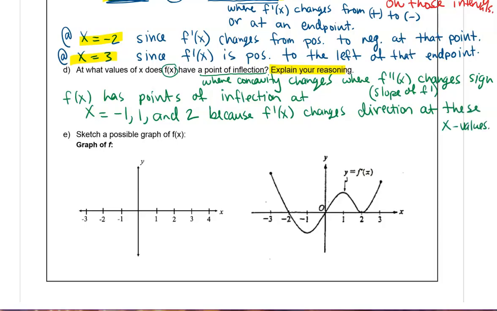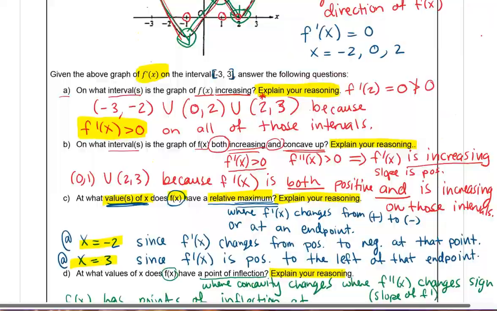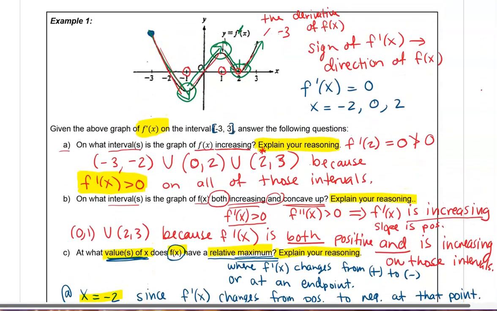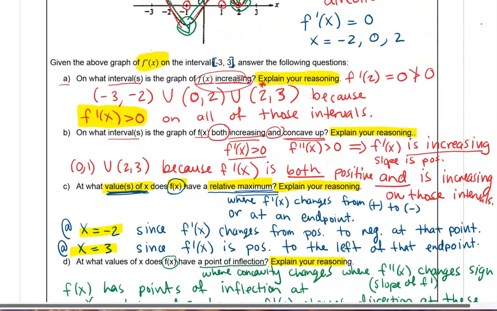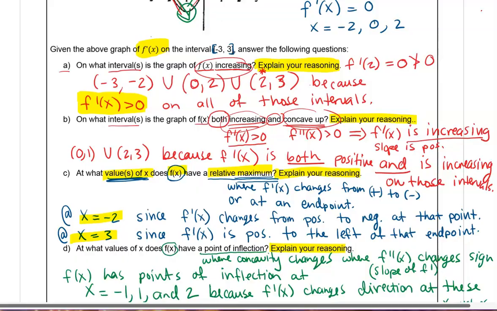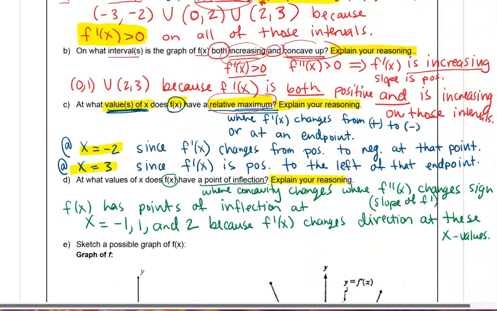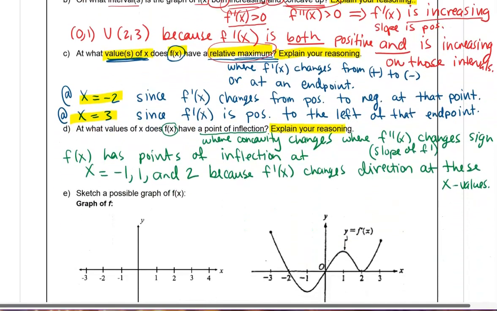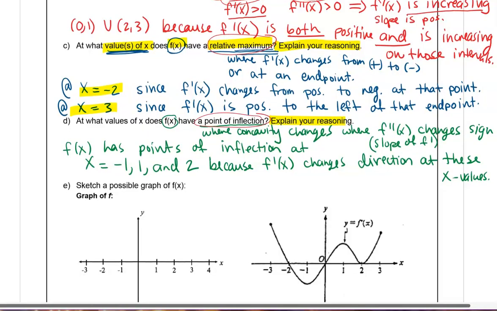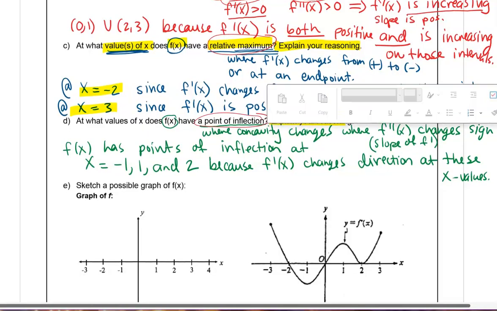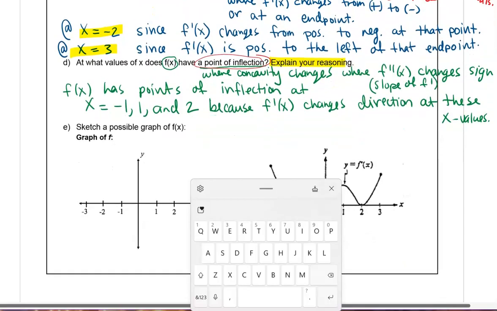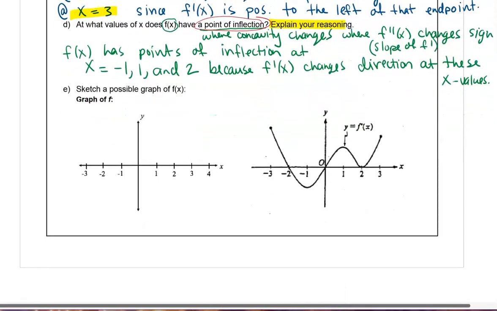Okay, so we have seen at least an example of how to read and analyze a graph of a first derivative to tell us where a function is increasing, or where a function might be both increasing and concave up, or where a function might hit a relative max or min, and where a function may have points of inflection. We can tell all of this from looking at the graph of the first derivative. Another thing we can do is attempt to sketch the graph of f.